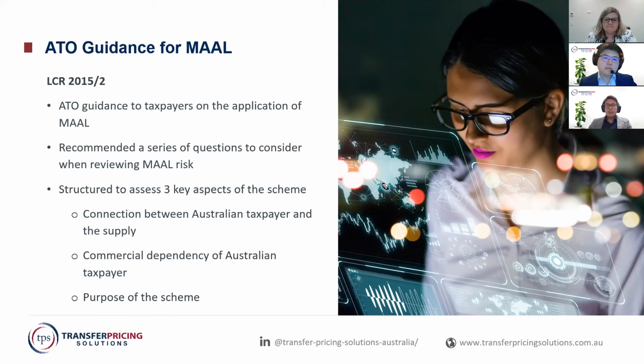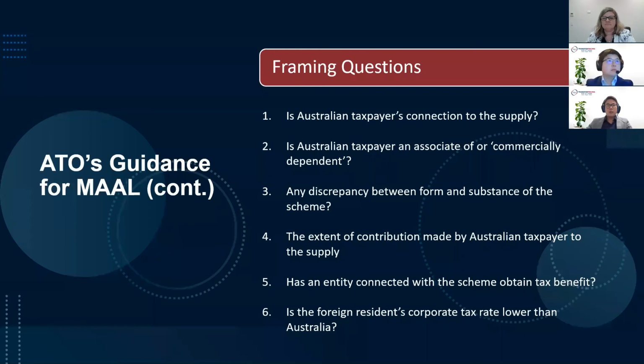Now, the LCR sets out a series of questions that taxpayers should consider in assessing the application of MAAL. These questions are structured to assess three key aspects of the scheme, right? First is the direct connection between the Australian taxpayers and the Australian supply. Secondly, the commercial dependency of the Australian taxpayers. And lastly, the purpose of the scheme, right? So on the next slide, I'm going to go through the list of framing questions recommended by the LCR 2015-2 for risk assessment purposes.